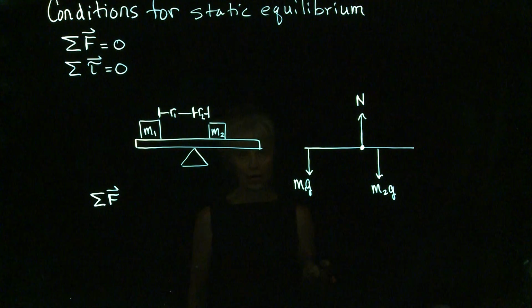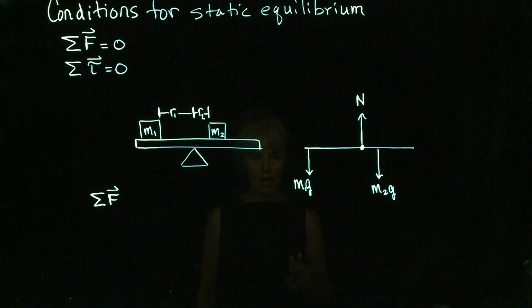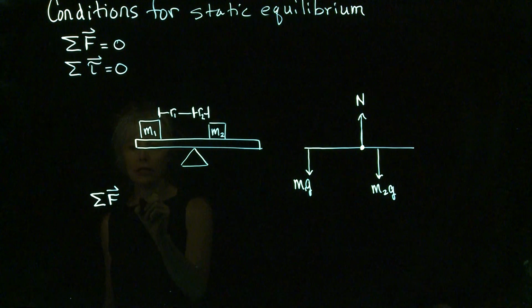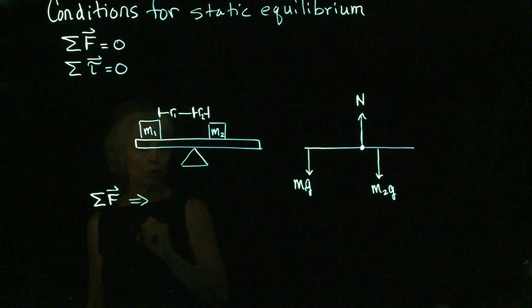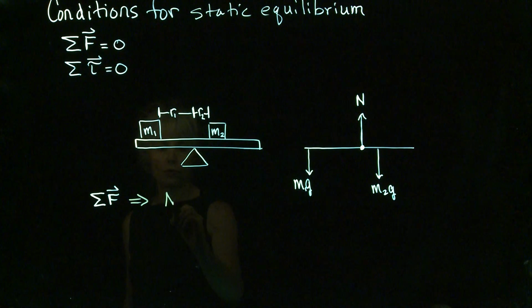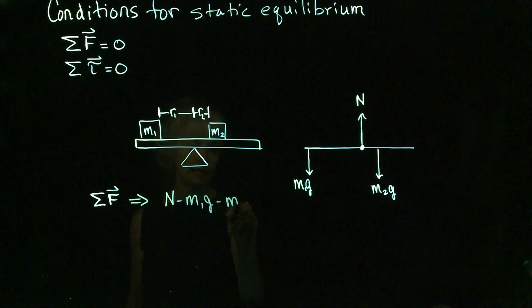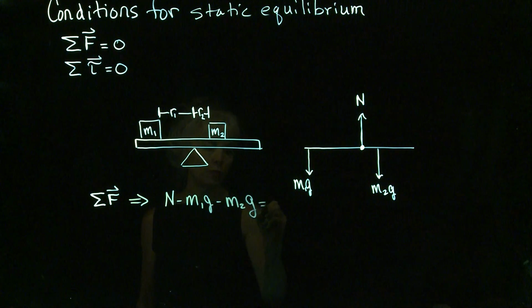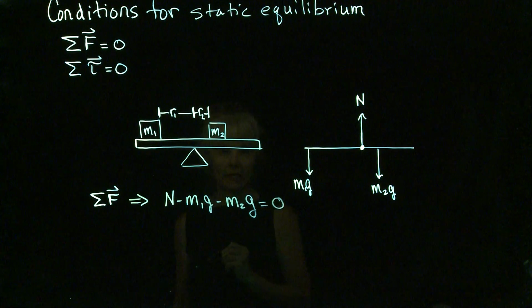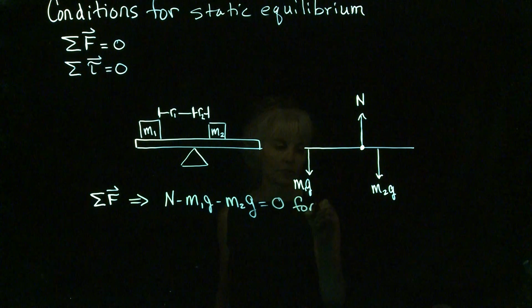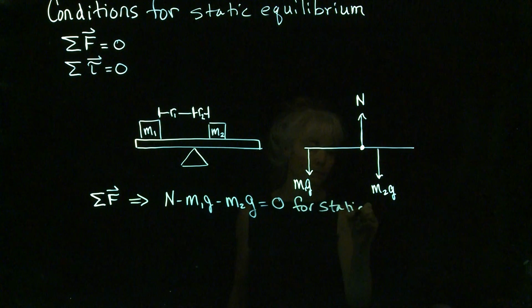They are not in the same direction, but they all lie along a line, so we can use positives and negatives to keep track. So when we sum up all of the forces, we're going to have the normal force minus M1G minus M2G, those are both pointing downward, and we want that to be equal to 0 for static equilibrium.